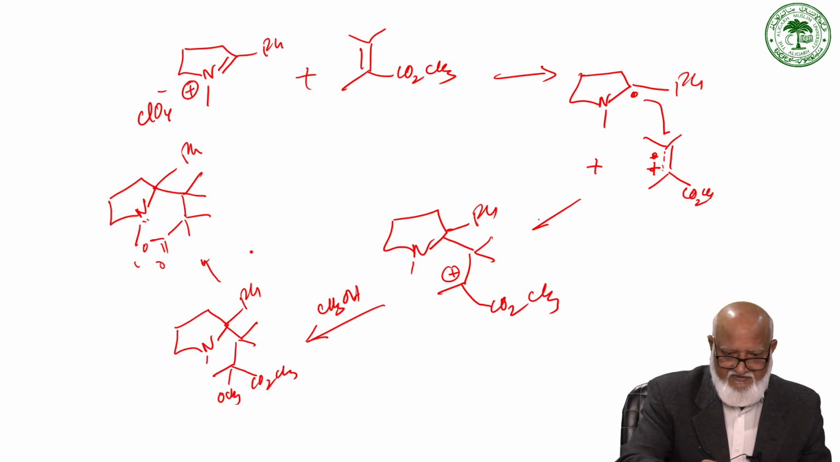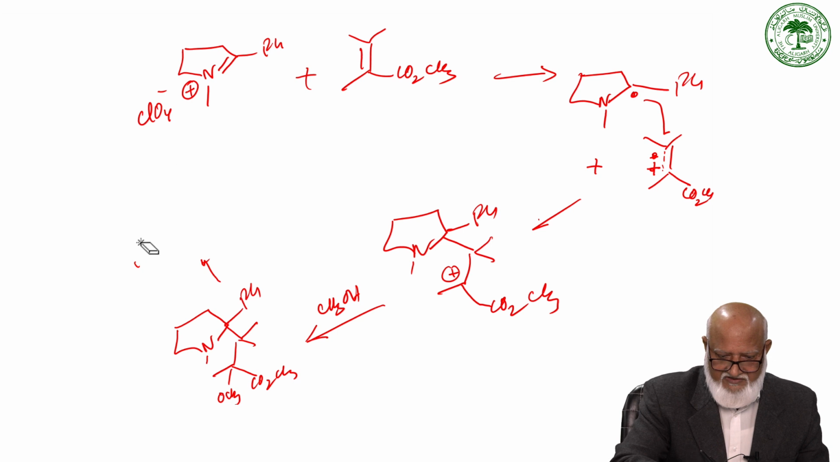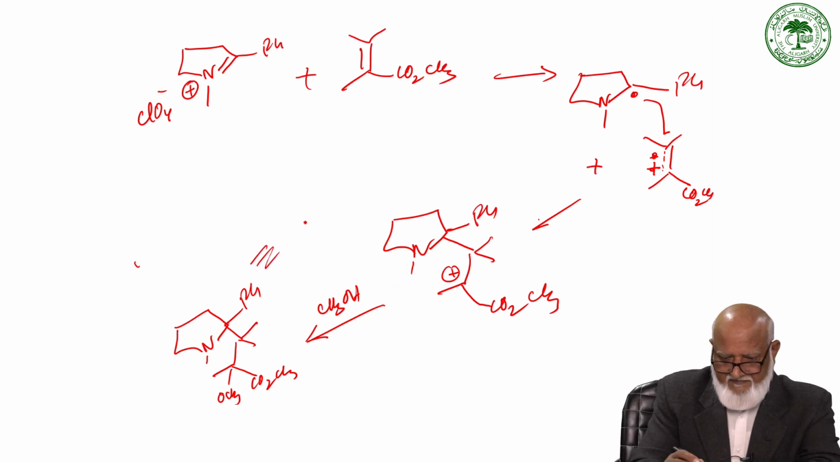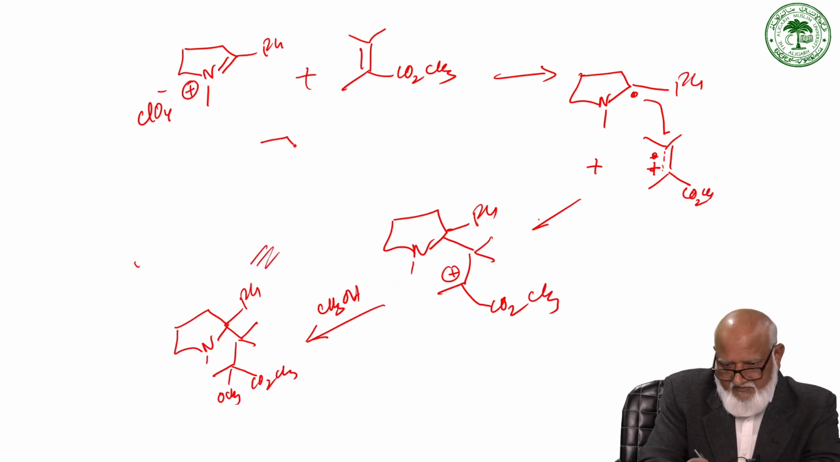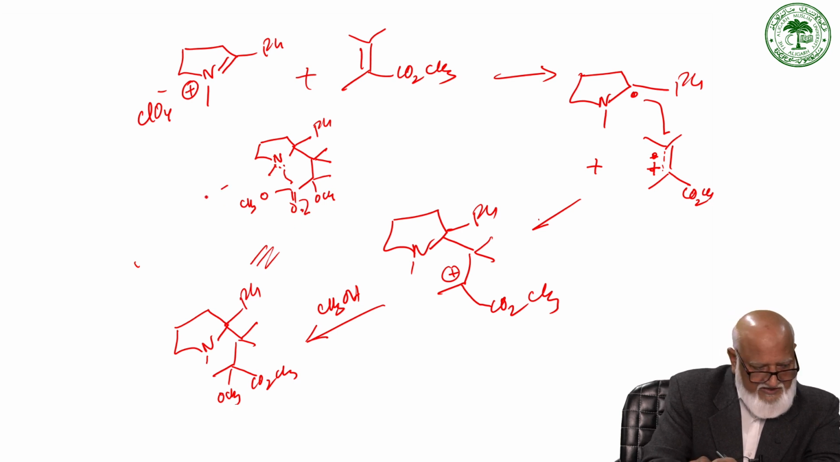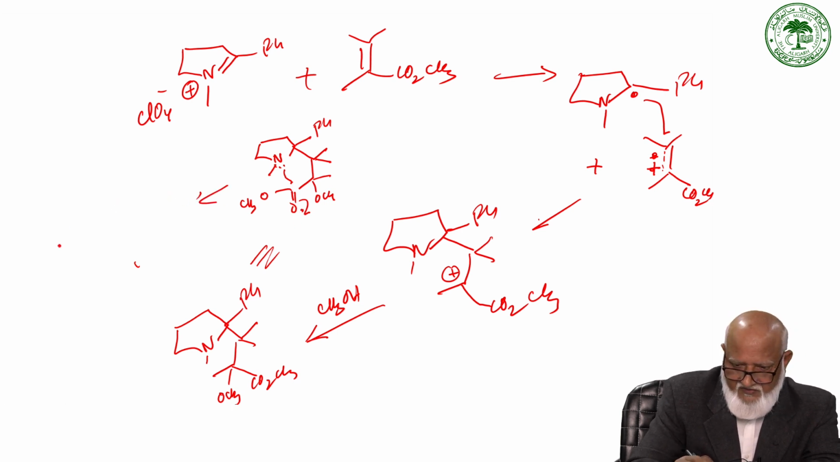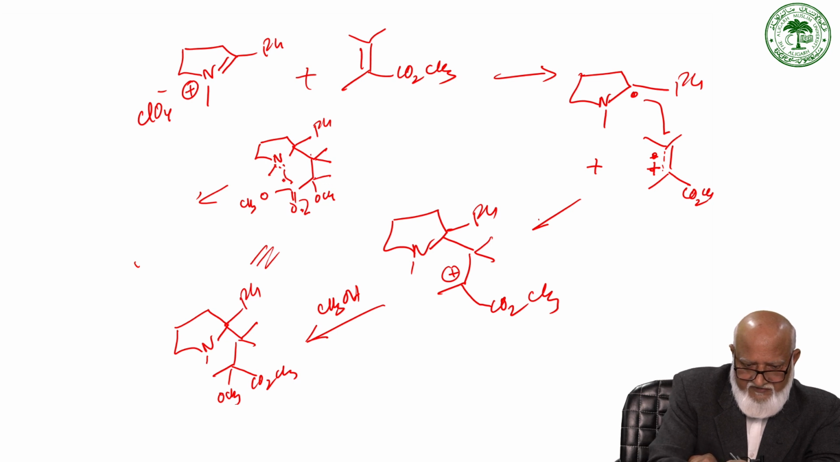I'll just write it in a better way. So I'm writing this product once again. So we have C double bond, this one, this is pH, this is C double, 2 methyl groups, this is methyl, this is OCH3, C double bond O, OCH3, and this lone pair of electrons might attack here to give a cyclized product. So we end up with a 1, 2, 3, 4, 5 membered ring with the carbonyl.